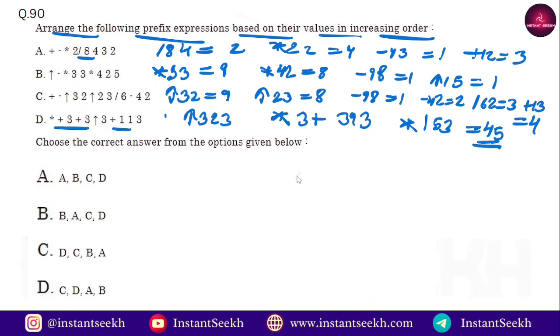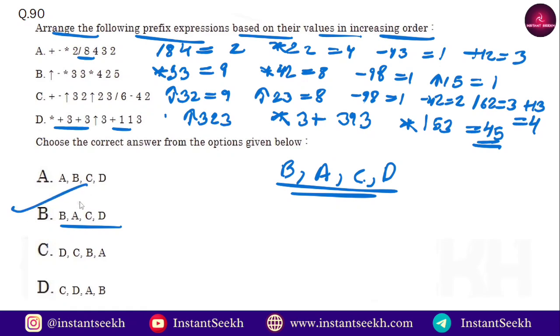Okay, so from the increasing order, your option B will come first, then your option A, then your option C, then your option D. So this will be the correct increasing order with respect to the values of these particular prefix expressions. So your option B will be your correct answer for this particular question. Okay, let's move on to the next.